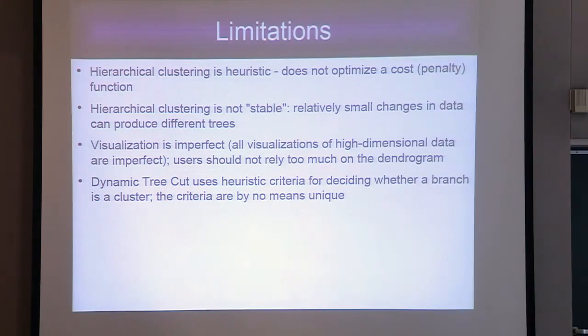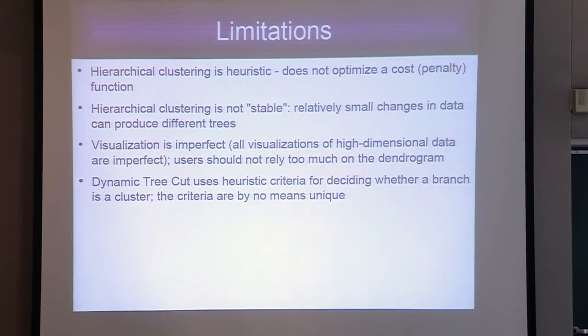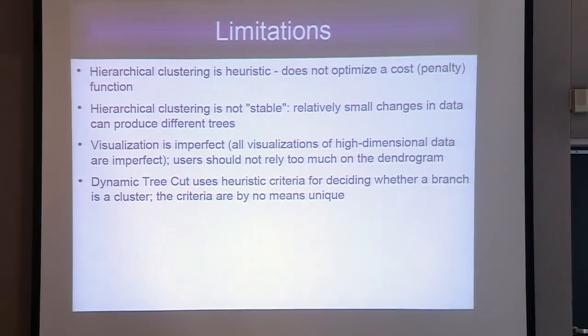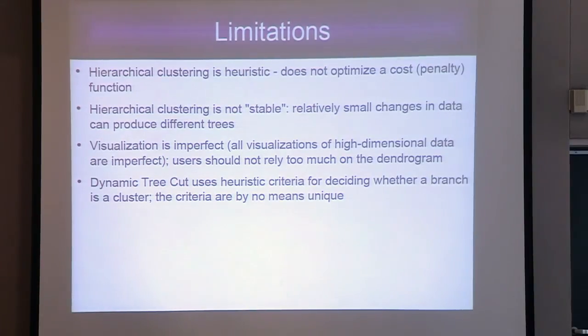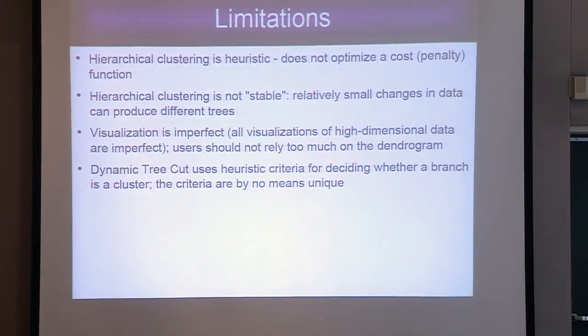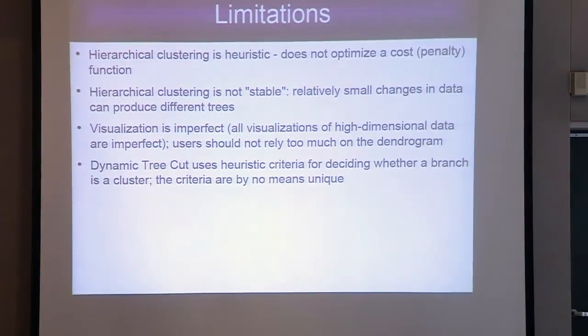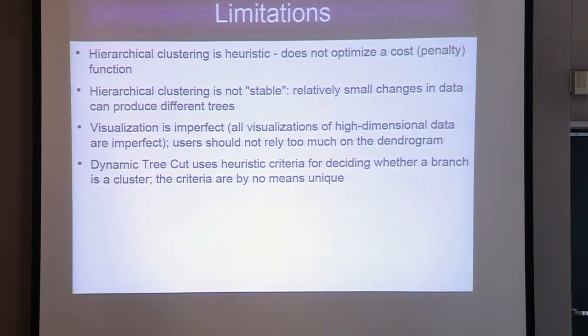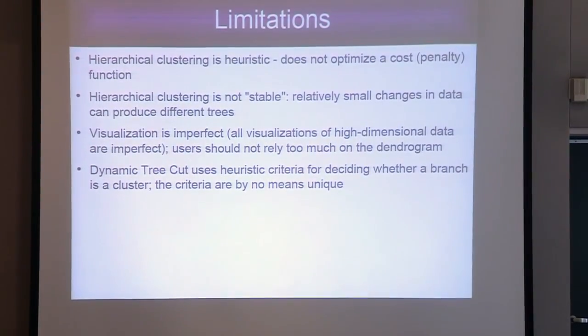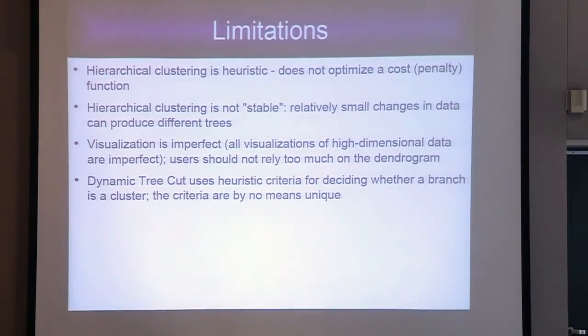And the dynamic tree cut works pretty well, but it also uses heuristic criteria, and the heuristic criteria are by no means unique. You could develop your own set of criteria and use them. So that's also a limitation. You could have many different dynamic tree cuts, and they would give you somewhat different results. So you also have to be careful and think about what you want to do and how you want to do it.